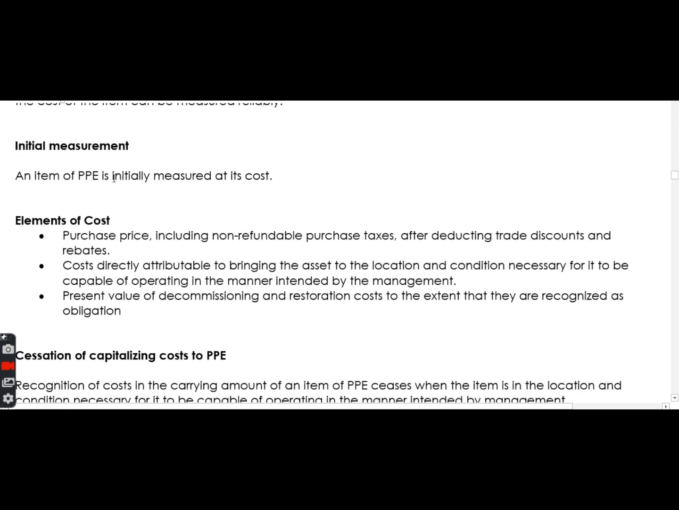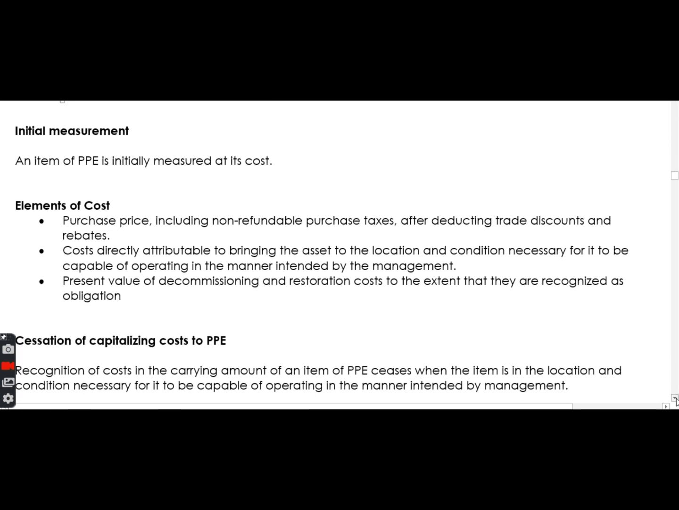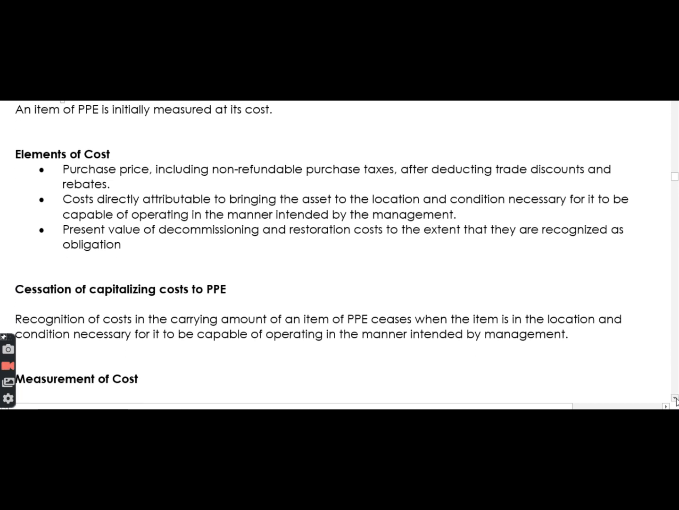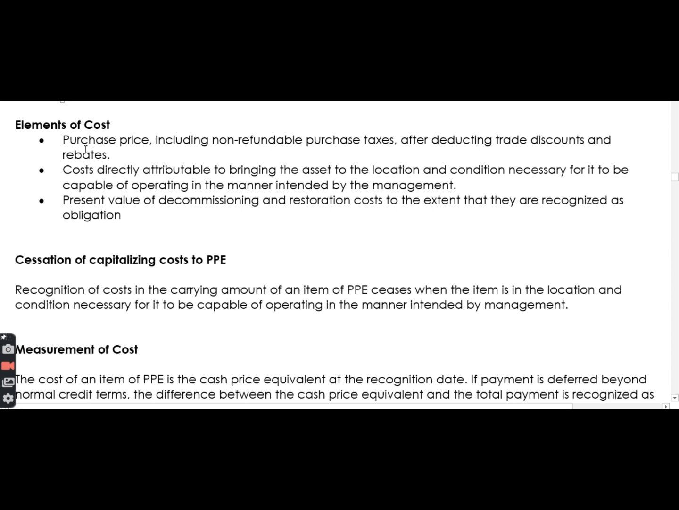We already established that the initial measurement of your property, plant, and equipment must be at cost. Okay? And the elements of the cost will generally be the purchase price. If you are not going to purchase it, then we're going to go to number 2. Anyway, purchase price including non-refundable purchase taxes after deducting trade discounts and rebates. If you can remember, this is also the criteria that we follow when computing the cost of inventory. So it's the same. Basically, it's the same for PPE and inventory if we are going to purchase it.